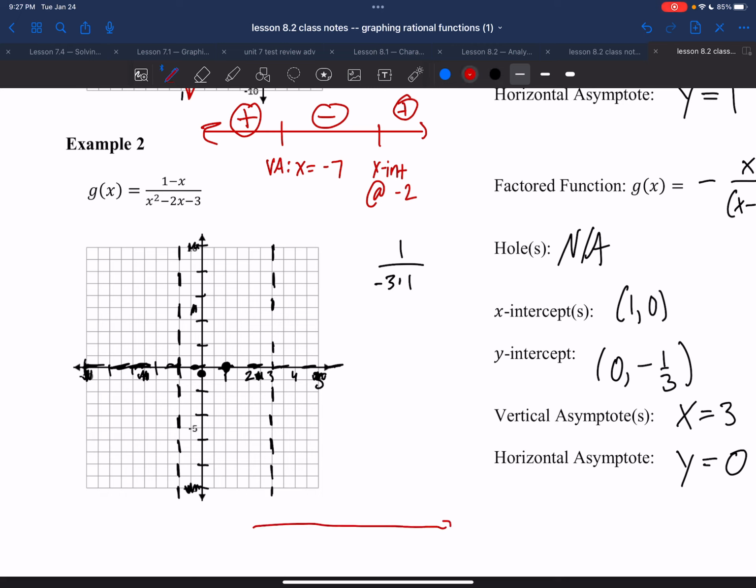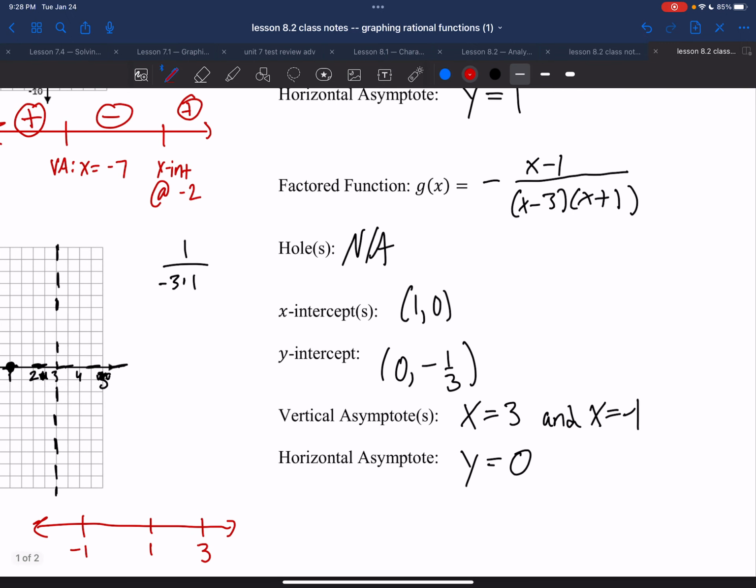As I said, you want to plot your asymptotes, so vertical asymptote at -1, then an x-intercept at 1, and then another asymptote at 3. So we have a few regions to test. So let's test to the left of -1. We could come over here. Let's pick -2. Then this will be negative.